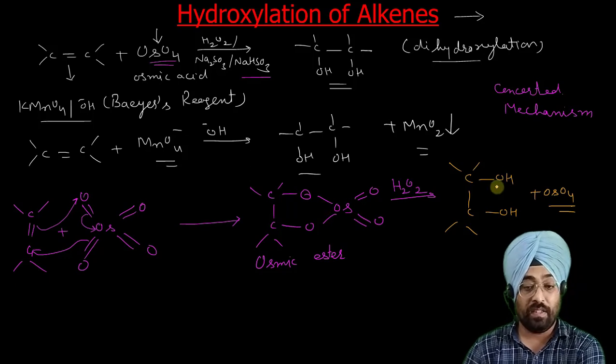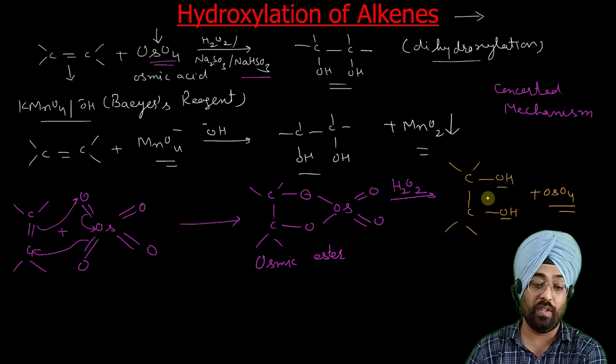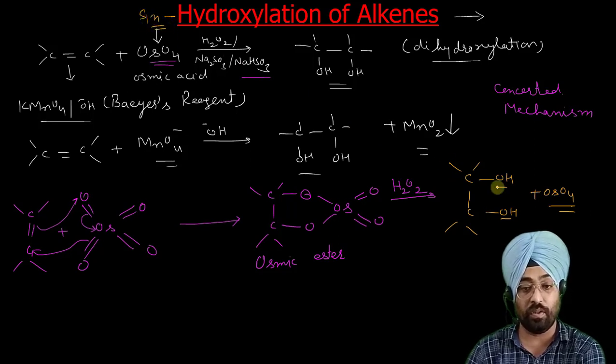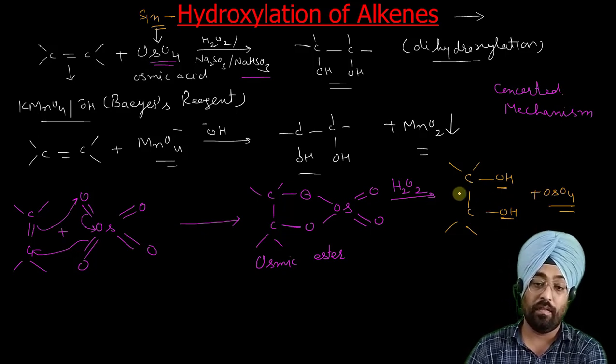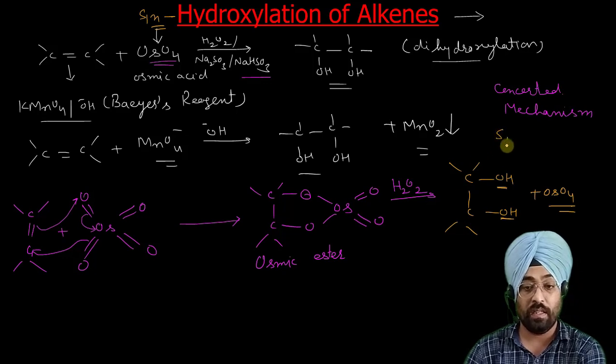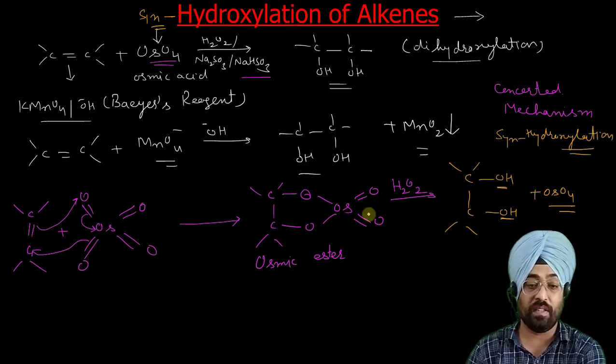And you can see that this OH group has been added on the same face of the double bond. So it is a syn hydroxylation. We can call it syn hydroxylation of alkene because both the OH groups add on the same face of this C double bond C. So this is called syn hydroxylation reaction. It is a stereospecific reaction, so it is syn hydroxylation. The addition takes place in a syn fashion.